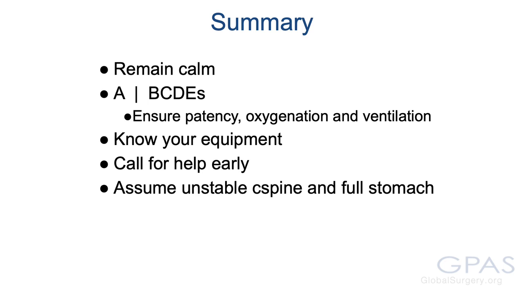If the airway is not patent, then perform a jaw thrust in case of a suspected C-spine injury. In case no C-spine injury is suspected, chin lift and head tilt are recommended. If this does not help, then you should be able to place an oropharyngeal airway or a nasopharyngeal airway in case there is no open head injury. Ensure to call for help early, especially in case you intend to have the patient intubated as soon as possible. You must assume that all patients have an unstable C-spine and a full stomach.